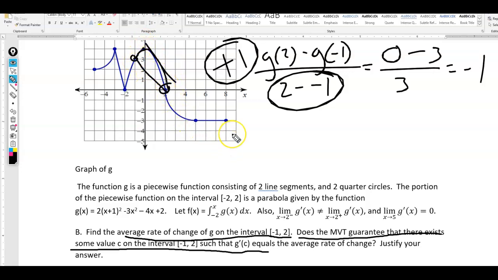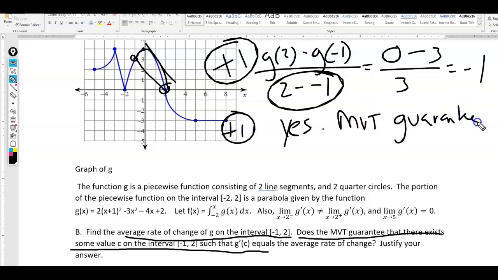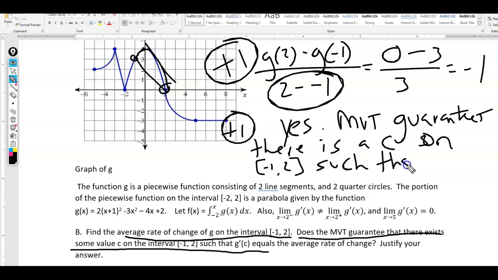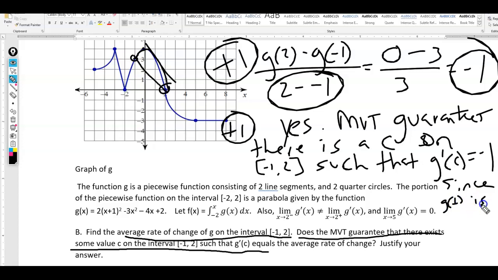So on this one, for our second point, we would say yes, MVT guarantees there is a c on the interval -1, 2, such that g prime of c equals my average rate of change, since g of x is continuous and differentiable on that interval of -1 to 2. So there you have it.